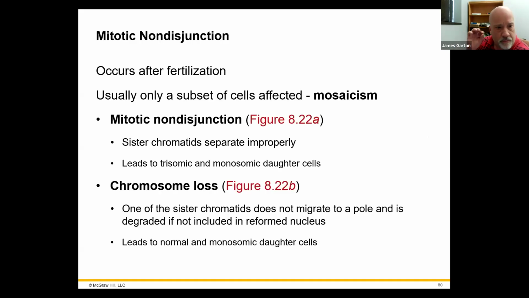Now, mitotic non-disjunction occurs after fertilization, and it's usually only going to be a subset of cells that are affected. If it happens during mitosis, the chromosomes separate improperly, and it can lead to trisomic or monosomic daughter cells. Alternatively, what can happen is you can lose a single chromosome. One of the sister chromatids does not migrate.